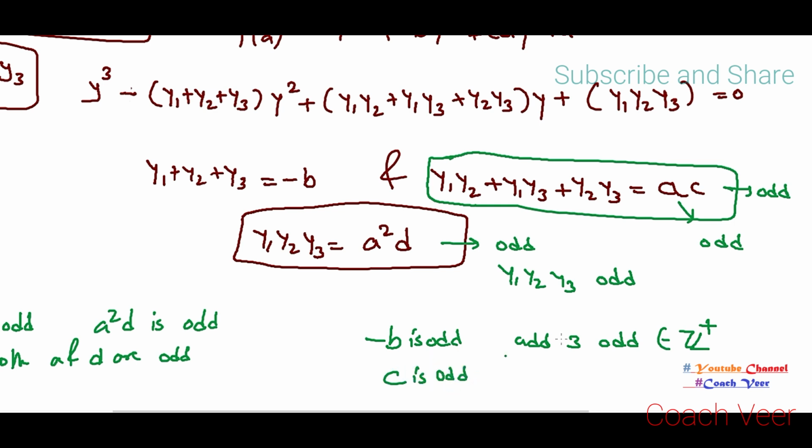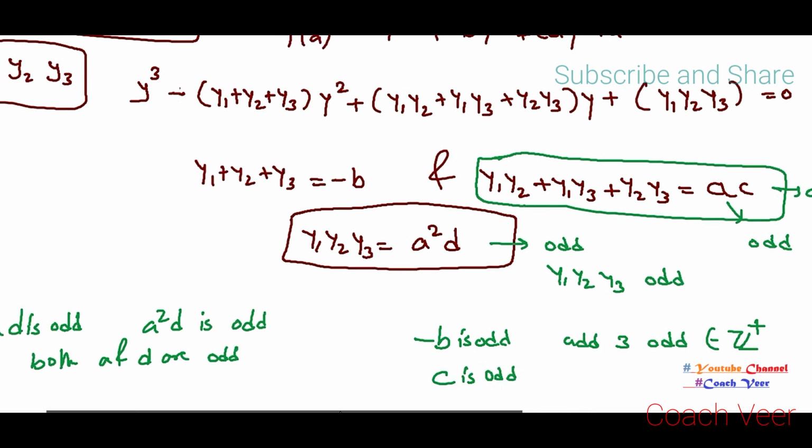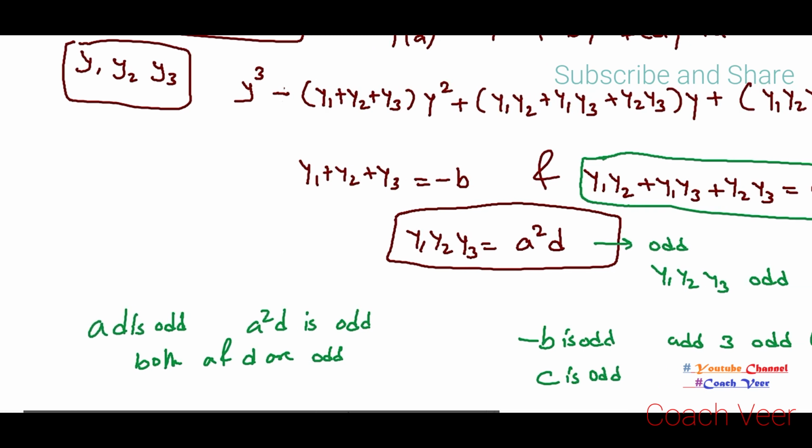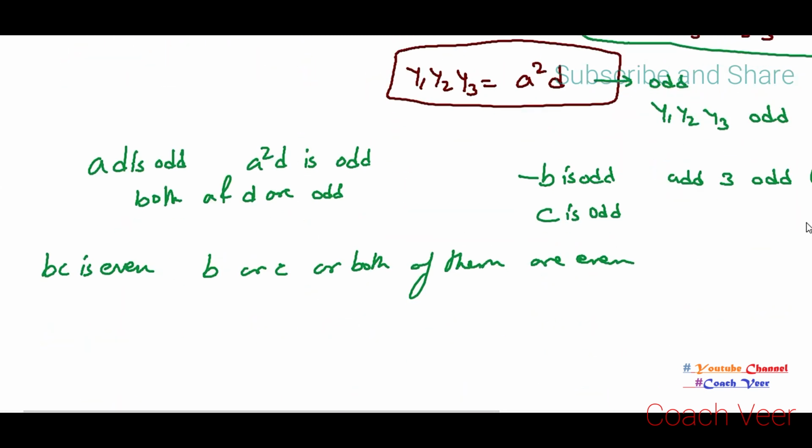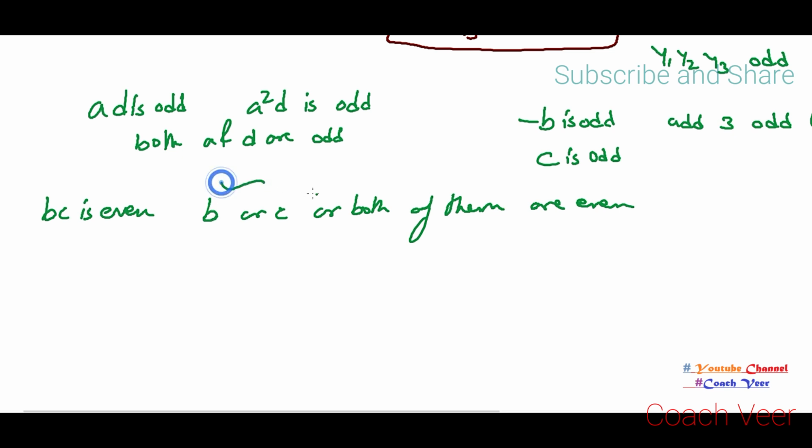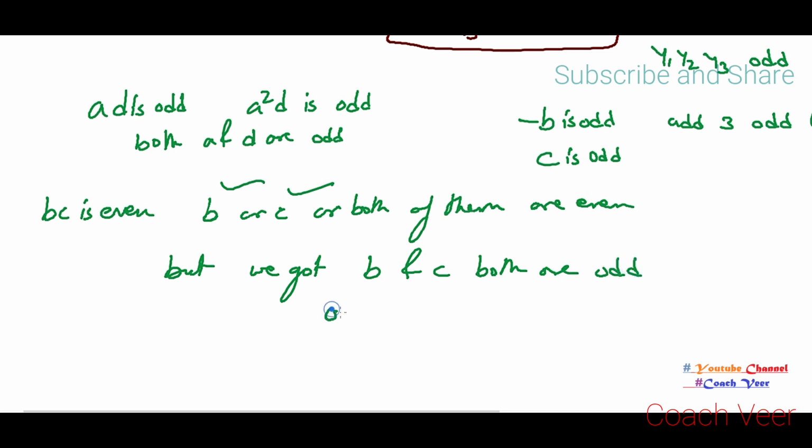But here is the contradiction. We just said that it is given that whether B or C, both of them are even or one of them must be even. But what we got is, B and C both are odd. So our assumption is wrong.